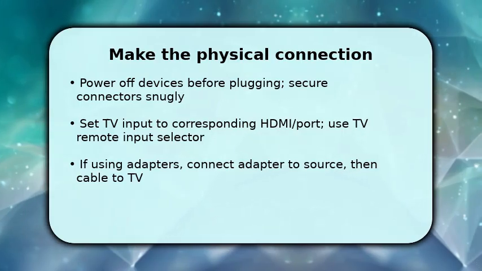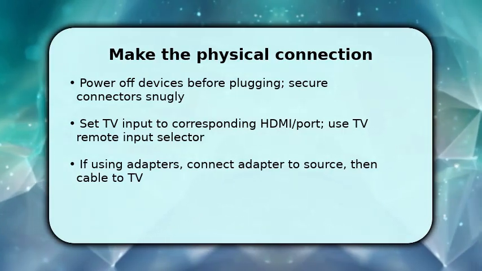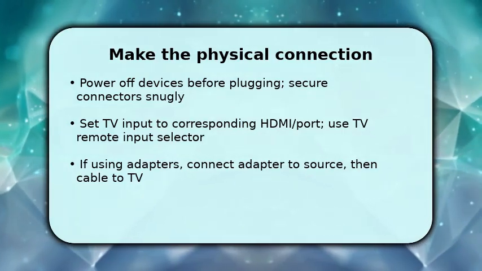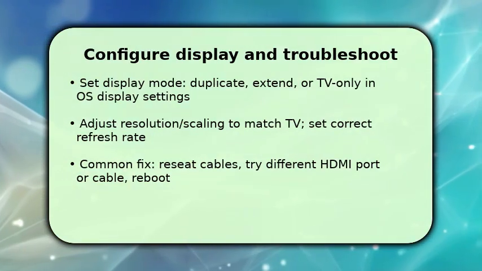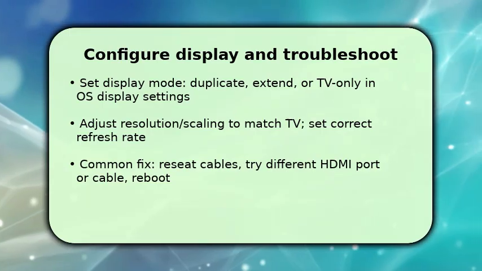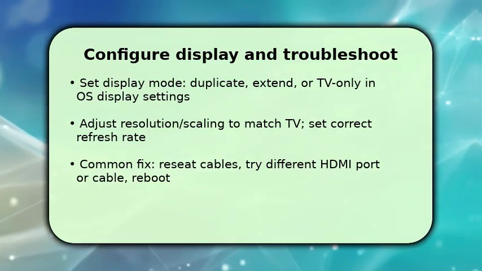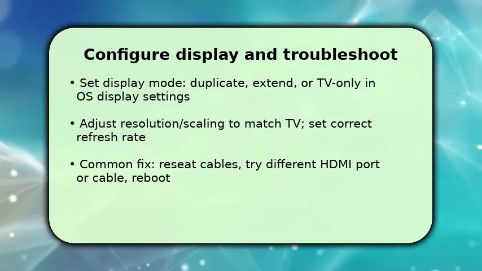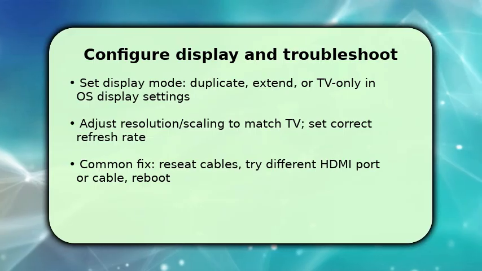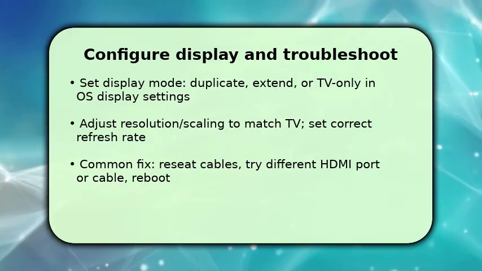Once both devices are on, they should detect a new display signal automatically. You now configure the display mode in your operating system. Choose Duplicate, Extend, or TV only, depending on how you want to use the monitor and TV. Make sure to set the TV's resolution and scaling to match its native resolution and a supported refresh rate to avoid blur or black bars.